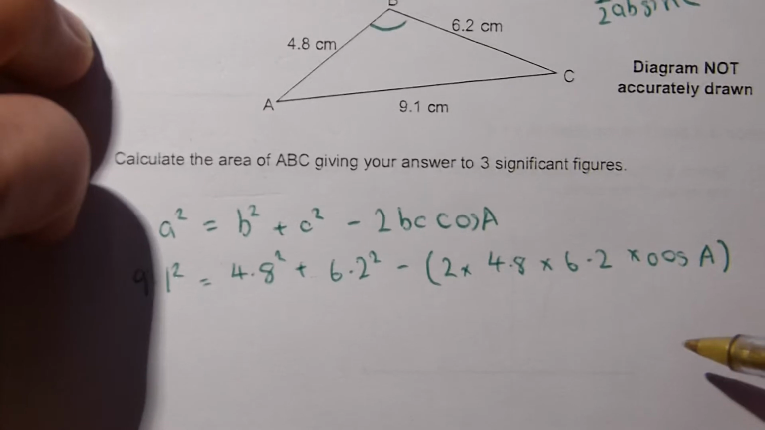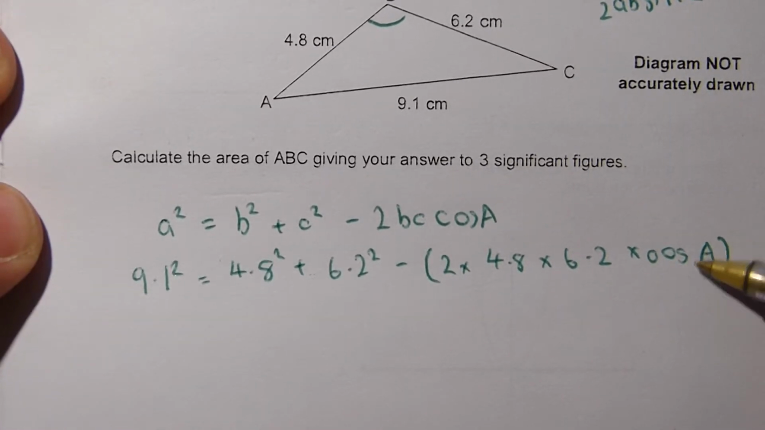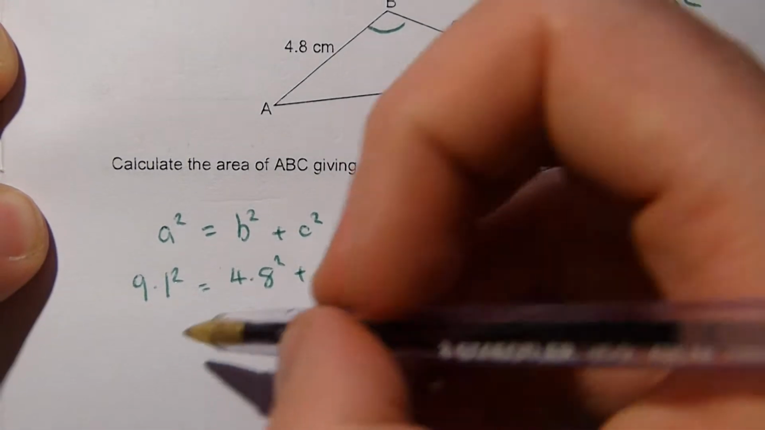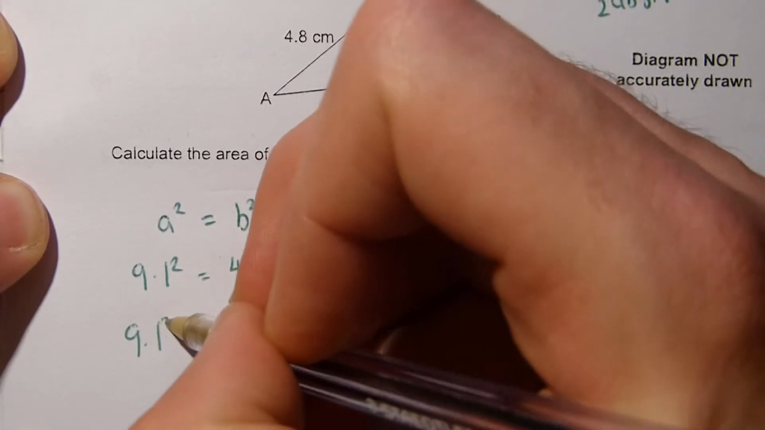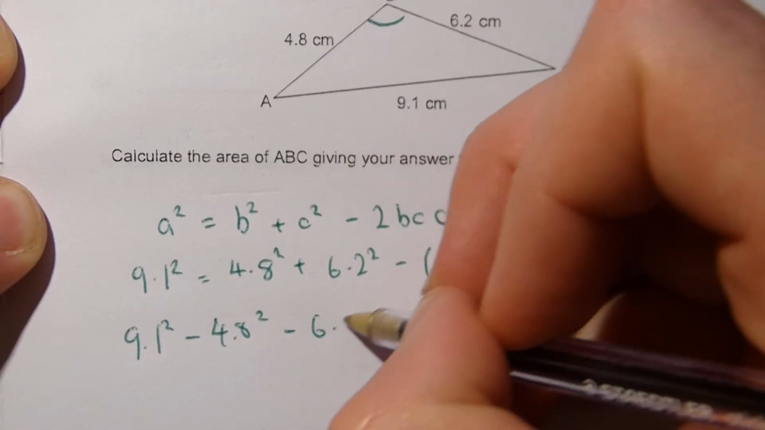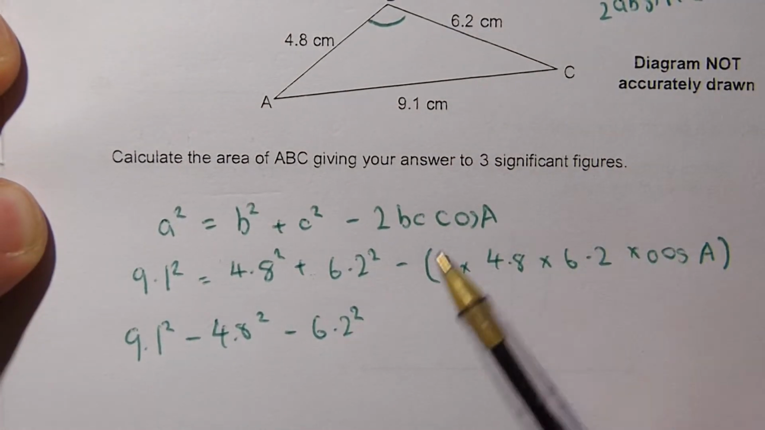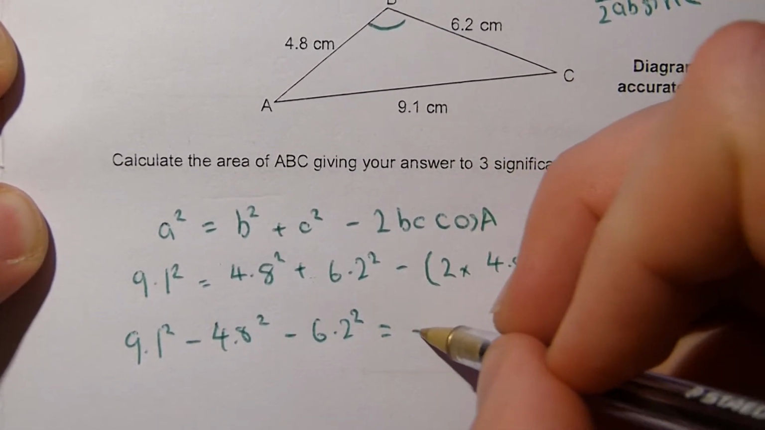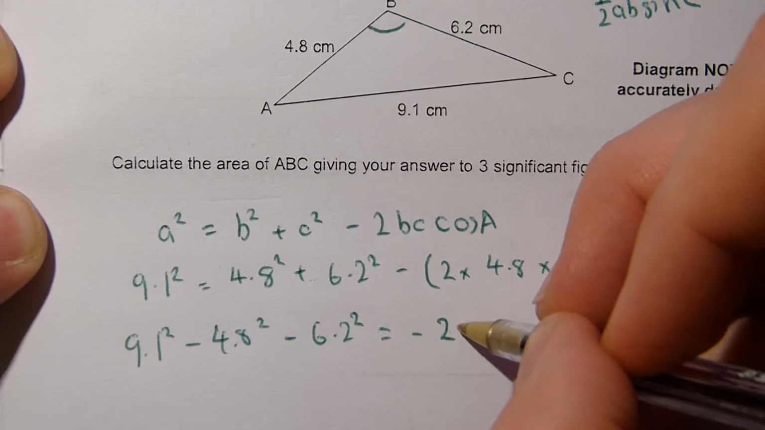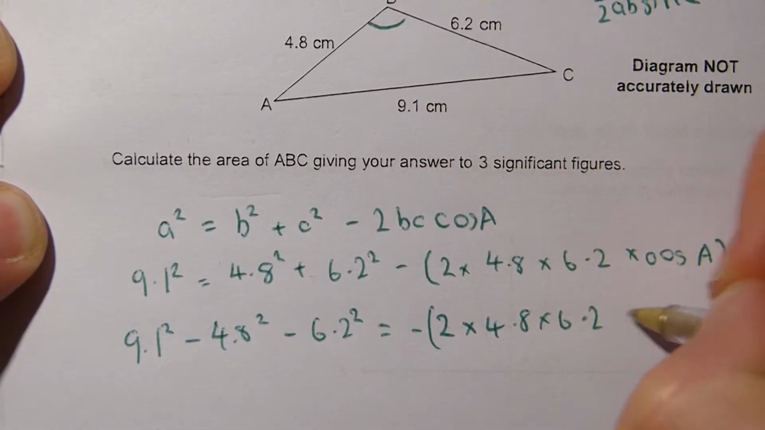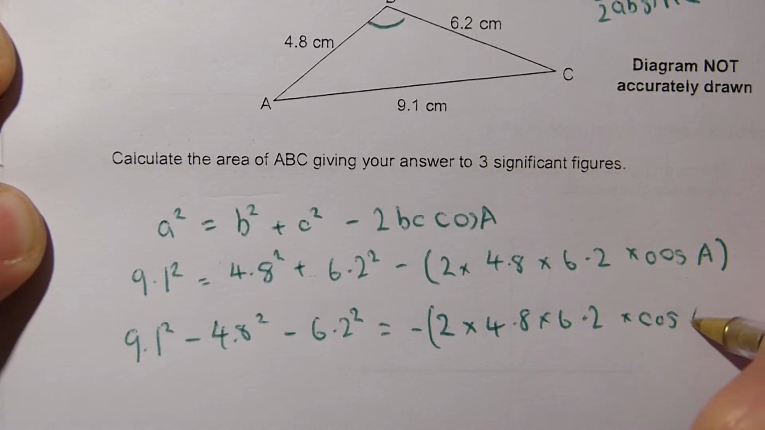Okay, some rearranging to be done now to get this A here on its own. So let's start by taking away these two things here. So 9.1 squared take away 4.8 squared take away 6.2 squared. And that still then leaves us with is equal to minus 2 times 4.8 times 6.2 times cos A.